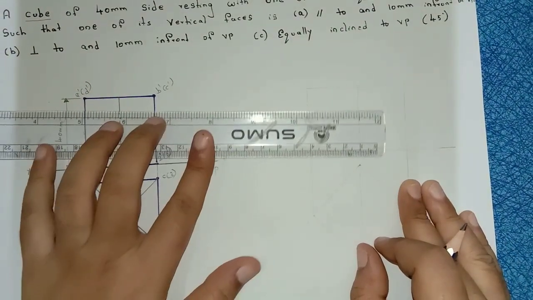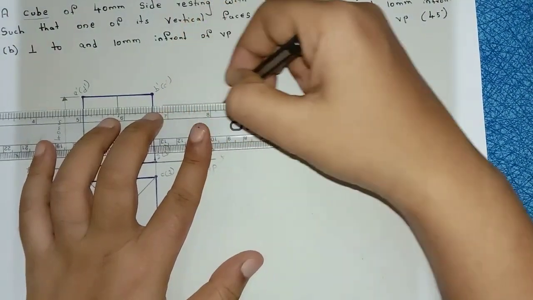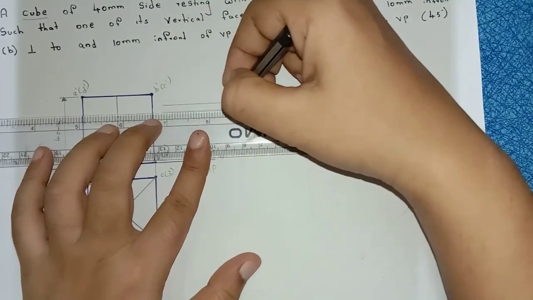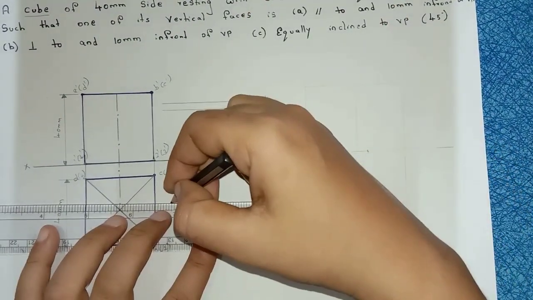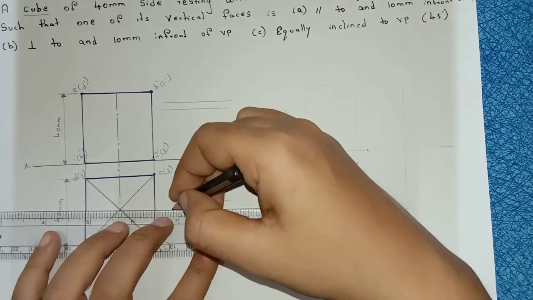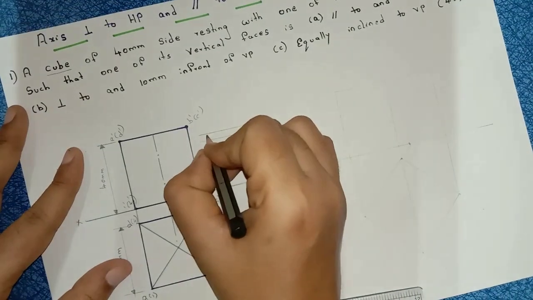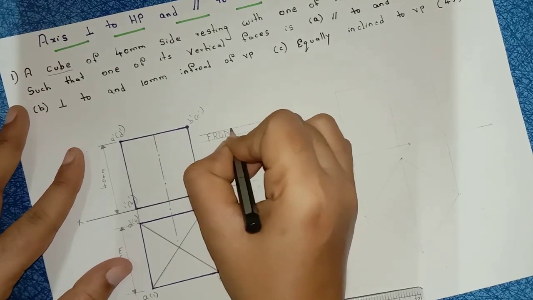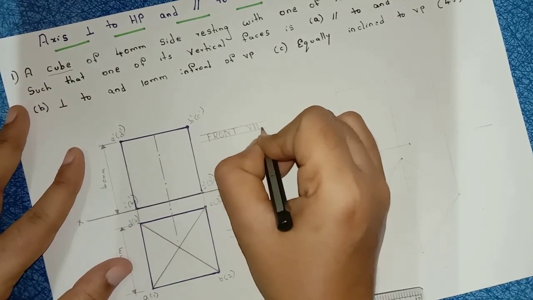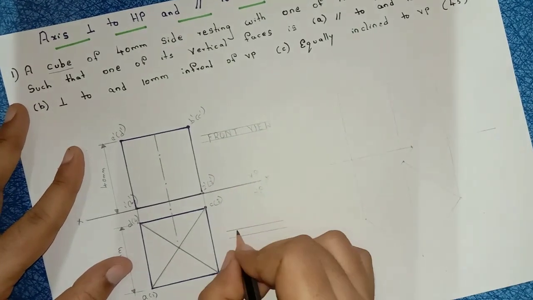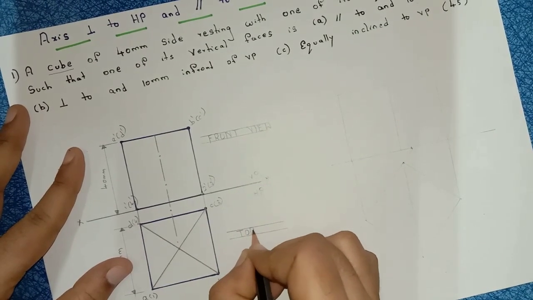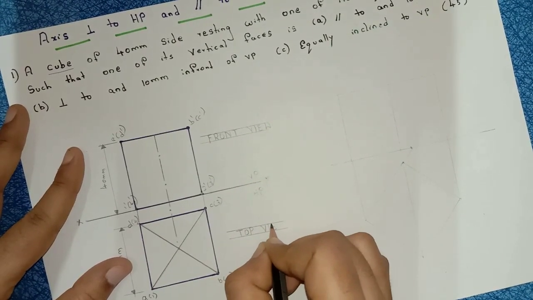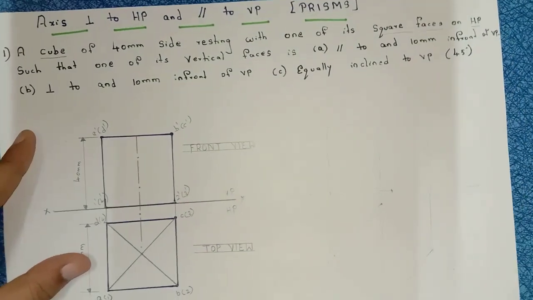After completion of your problem, don't forget to write above the reference line, this is your front view, and below the reference line, this is your top view. Write down here front view, and top view.